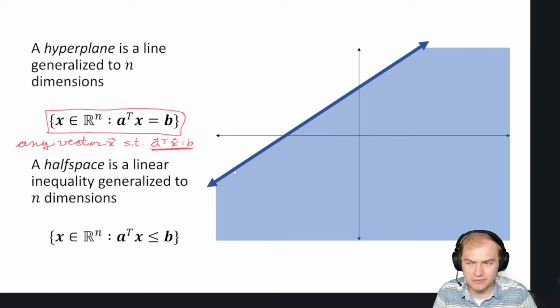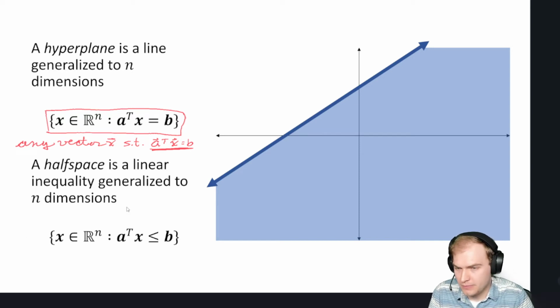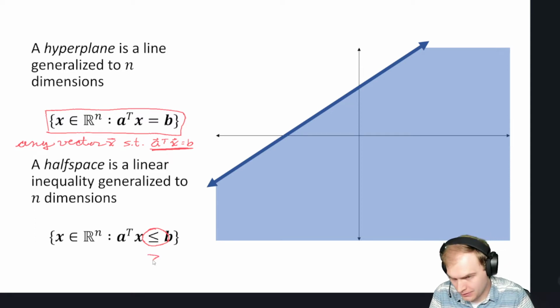is the generalization of linear inequalities to however many dimensions. The only difference between these two notations is that we have an inequality here. So any point x in Rn for which A transpose x is less than or equal to b is valid to that inequality, is part of our half space. Will it never be greater than or equal to? It can be greater than or equal to.